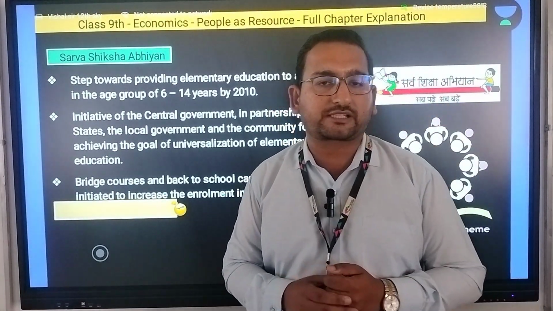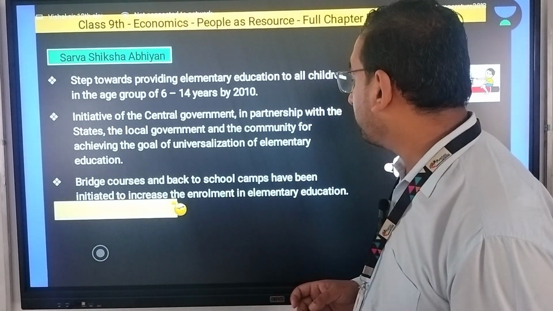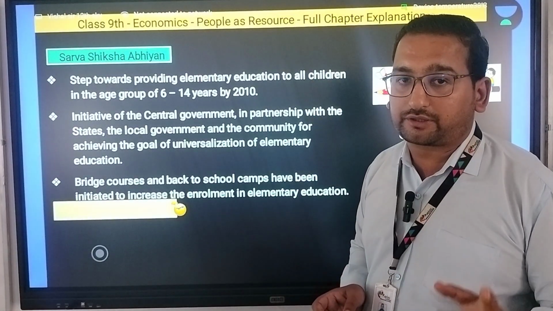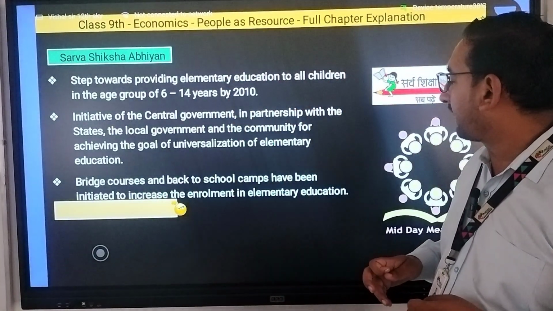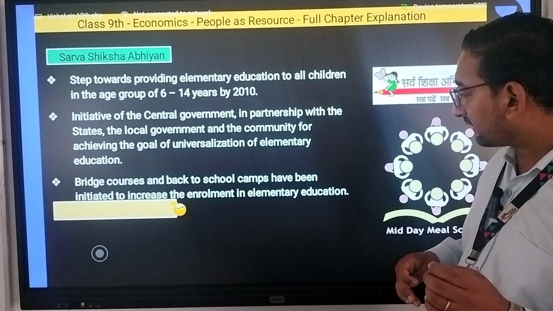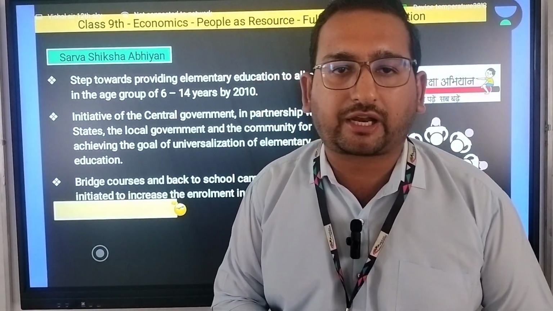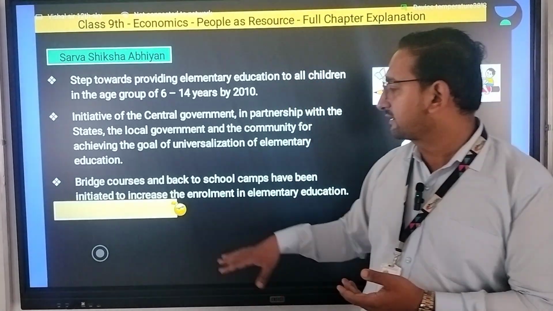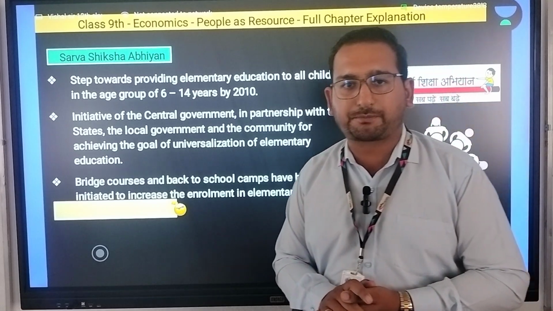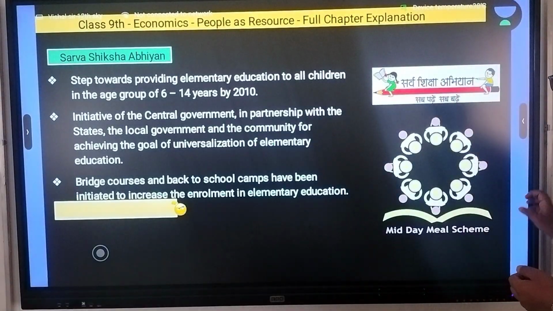So these are also the steps taken by our government to provide each and every child of our country the elementary education. Bridge courses like back to school camps have been initiated to increase the enrollment in elementary education. Whenever any child is not interested in joining school, many programs have been organized by our government to create the interest in students to go to school.